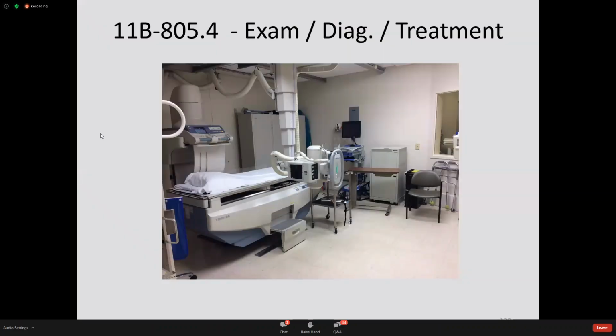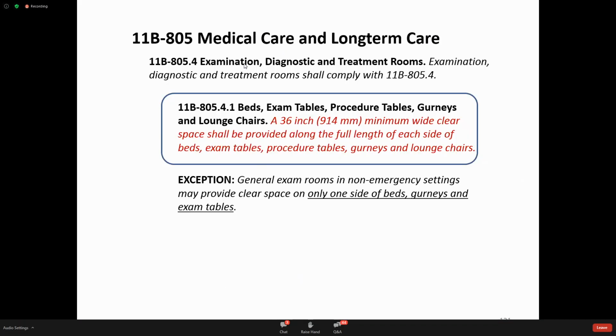Exam, diagnostic, and treatment rooms. So this is the one that we got a lot of questions on. There's a lot to this. So that's the code section there on screen.